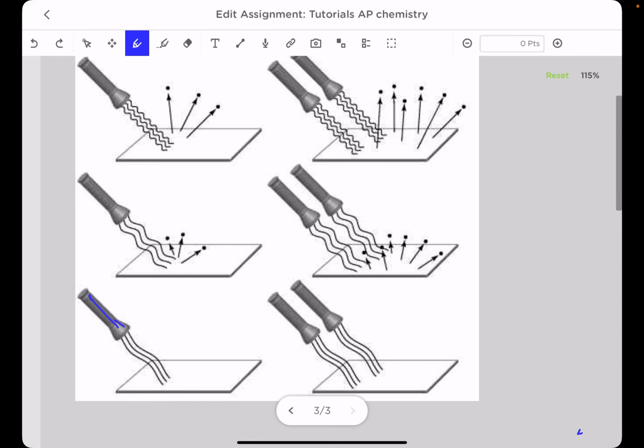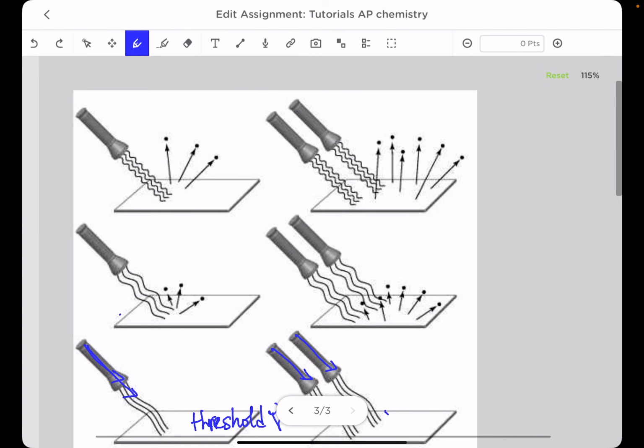Whether I'm shining one torch or two torches toward a metal, if we did not meet the minimum threshold frequency, whether you direct one torch or two or 20, no electrons are going to be ejected because we did not meet the minimum required energy. Now, in this figure over here and this figure over here, obviously, the light directed toward the metal meets the minimum required energy. That's why you see ejected electrons here.